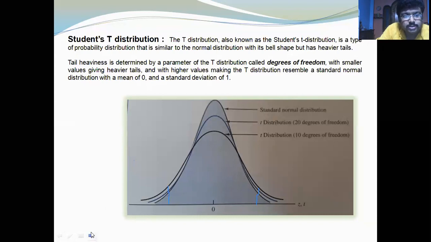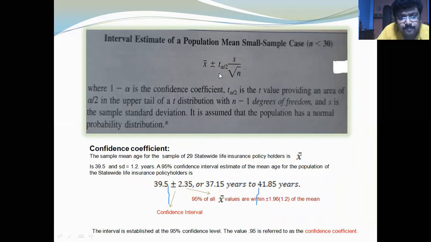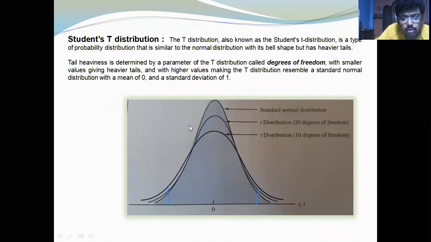Now here you can see the term alpha. Okay, what is the alpha? The Greek letter alpha indicates the probability that a sampling error is larger than the sampling error in the statement. It means that the sampling error in the statement is 2.35. It is larger than the sampling error. It means this probability, this area is represented by the alpha.